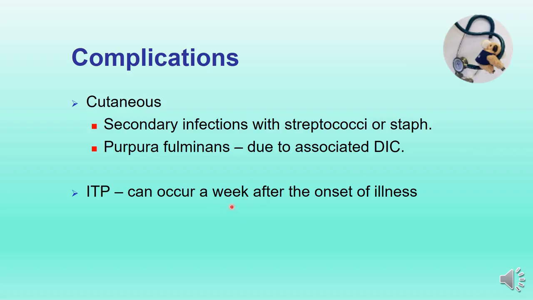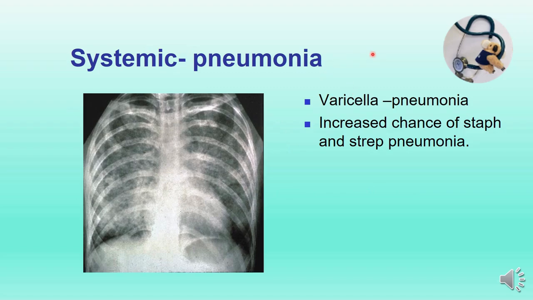And another cutaneous complication is that a week after the onset of the illness, the child may develop thrombocytopenia. Respiratory complications like varicella pneumonia can occur. Again, staphylococcus and streptococcus pneumoniae are the commonest organisms, so try to cover these organisms with the antibiotics.